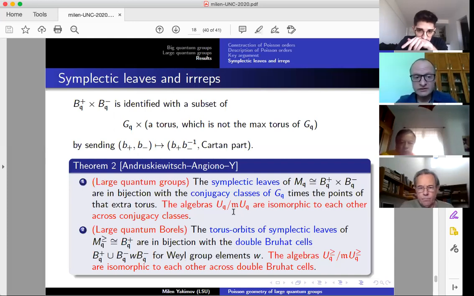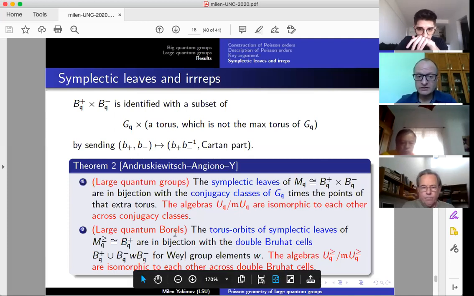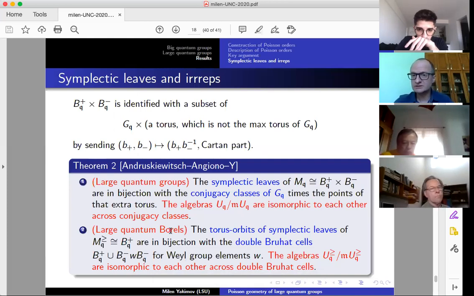And the picture is even better for the large quantum Borels. If we look at the maximal torus of this quantum Borel, it acts on these Poisson structures by preserving them. So if we're looking not just at the symplectic leaves, but at the torus orbits of symplectic leaves, we actually get finitely many of them.